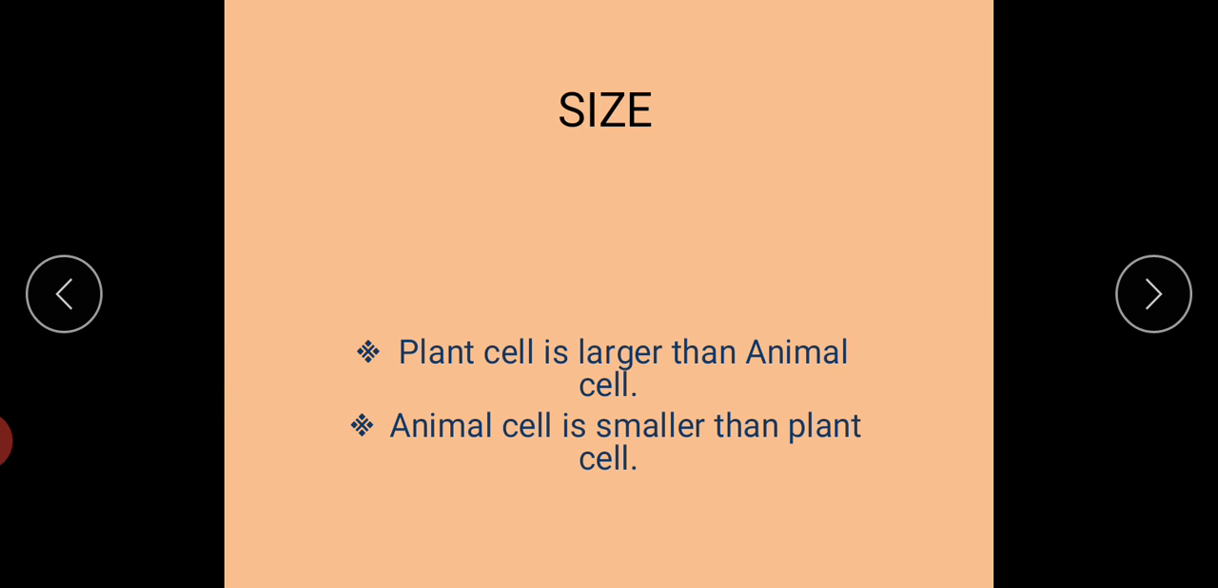The second difference is based on the size. Plant cells are generally larger than animal cells. The average size of the plant cell is larger than the animal cell, and the animal cells generally are smaller than the plant cells. We are not considering here the largest plant cell or the largest animal cell, but we are considering the average size of the cell.